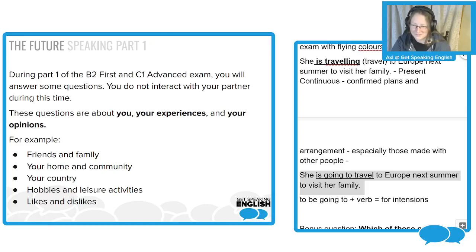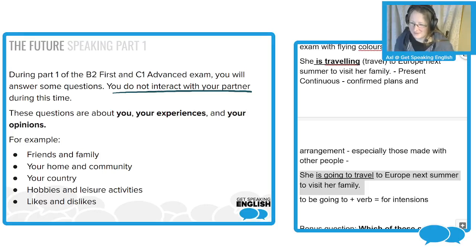During part one of the B2 First, C1 Advanced exam, you'll get to answer some questions, and at this point, because the exam is done with a partner or two people, at this point you do not interact with your partner. So these questions are always going to be about you, about your experiences, about your opinions. They're always going to be things that are very familiar to you, about you and your life, so directly relevant to you.